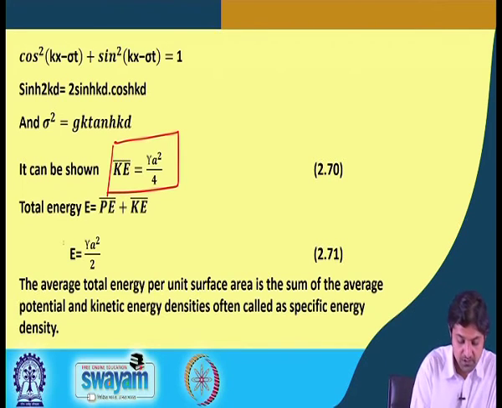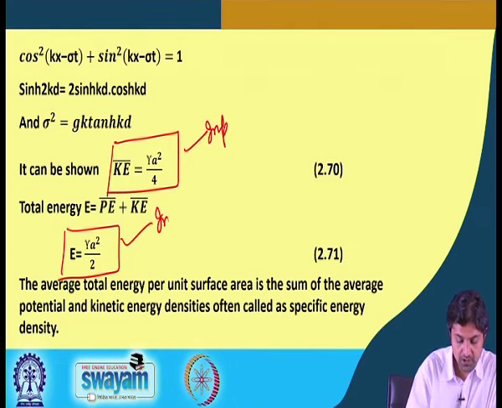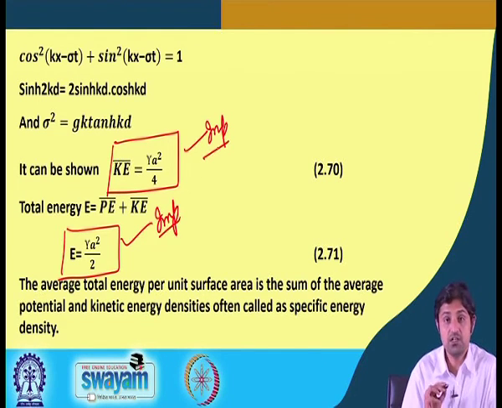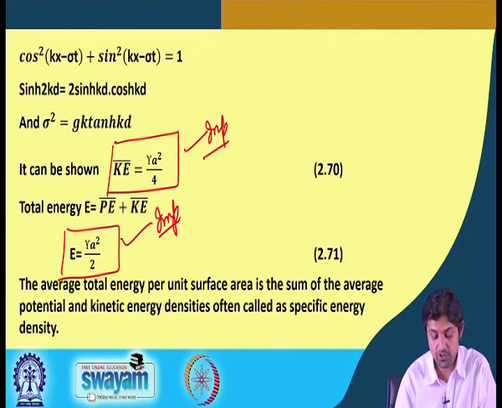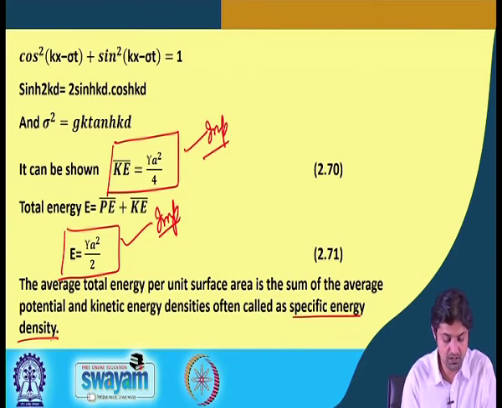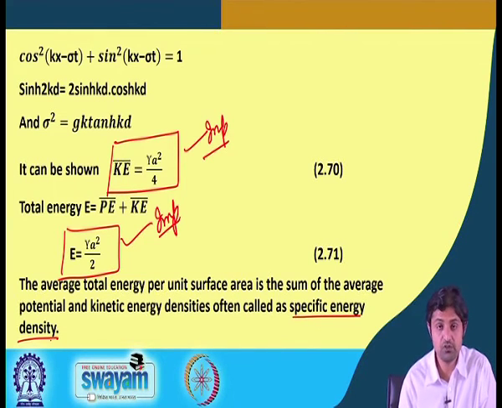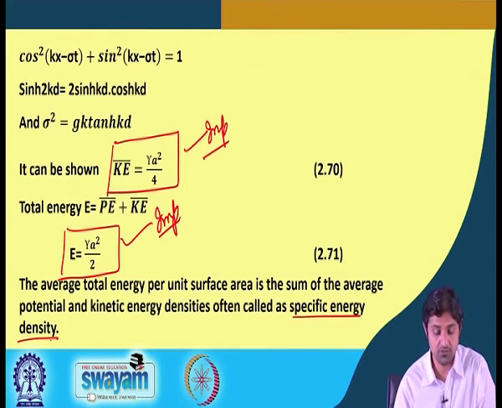This is an important result again. The kinetic energy value, the potential energy and the total energy, these equations you must remember: gamma a square by 4, gamma a square by 4, and total energy is gamma a square by 2. So, the average total energy per unit surface area is the sum of average potential and kinetic energy densities, often called specific energy density. You can also be asked what is specific energy density, for example.